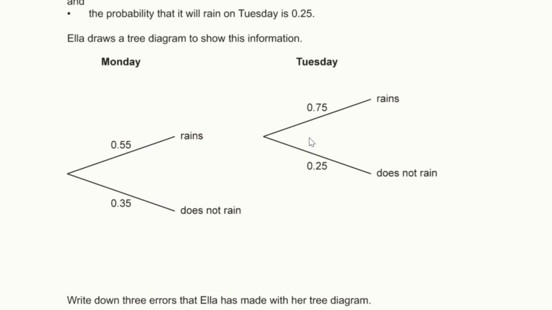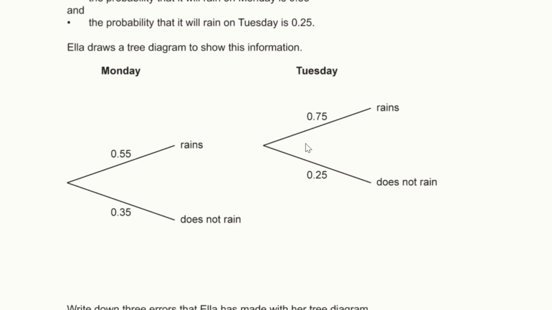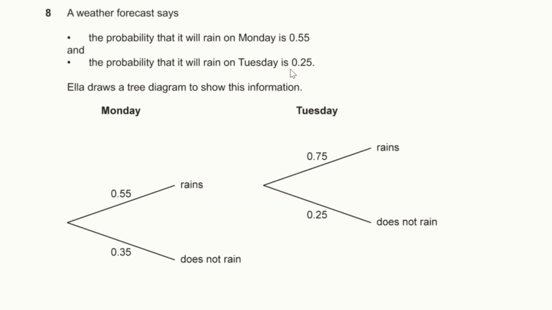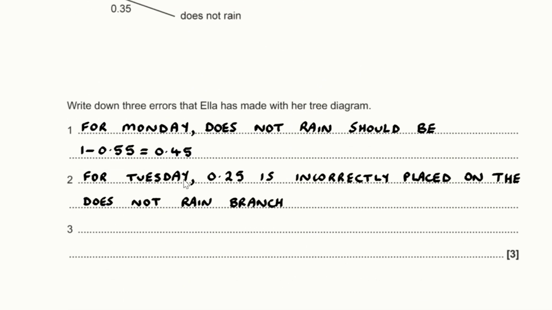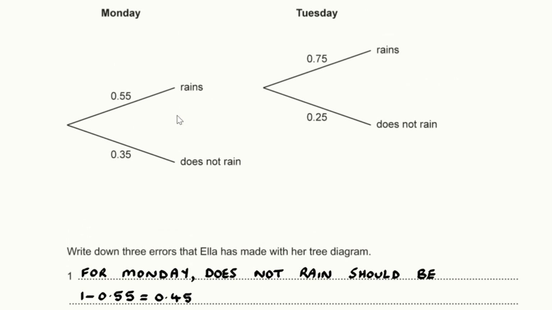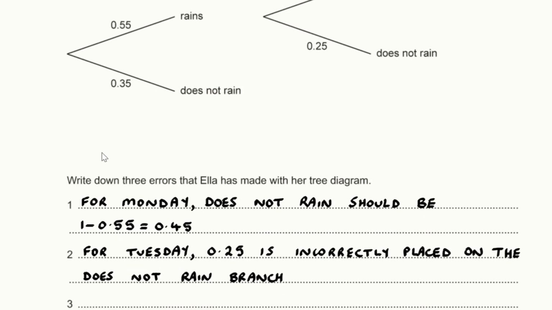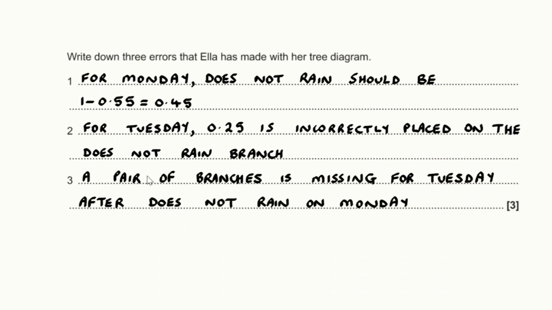And then if we take a look at Tuesday, well, we mentioned that the probability that it rains on Tuesday is 0.25. So this has been placed incorrectly. So for Tuesday, 0.25 is incorrectly placed on the does not rain branch. Next, we are missing a branch after does not rain on Monday. So a pair of branches is missing for Tuesday after does not rain on Monday.